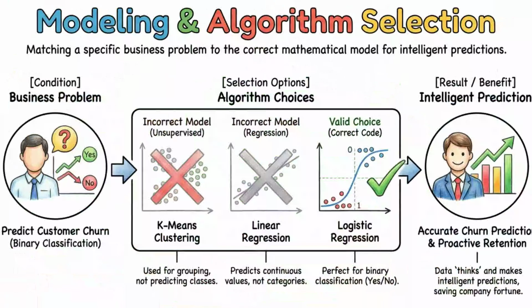This topic is incredibly important because choosing the wrong algorithm is like trying to hammer a nail with a screwdriver. It simply will not work and will cost your company a fortune. I am so excited to guide you through this core machine learning phase, as this is where your data truly begins to think and make intelligent predictions. Get comfortable, prepare to expand your mind, and let us dive into the algorithms.